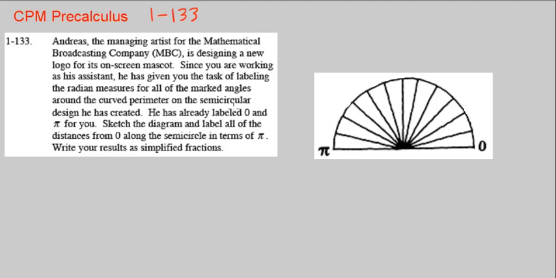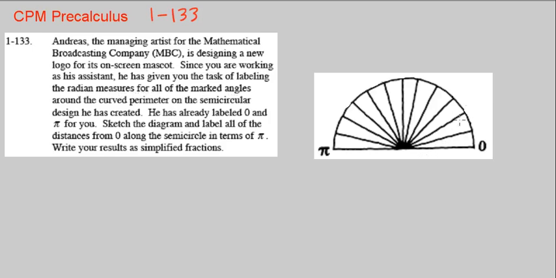This is CPM Precalculus, Chapter 1, Number 133. So Andreas, the managing artist for the mathematical broadcasting company, NBC, is designing a new logo for its on-screen mascot. Okay, so this is something like the new logo. Since you are working as his assistant, he has given you the task of labeling the radian measures for all of the marked angles.